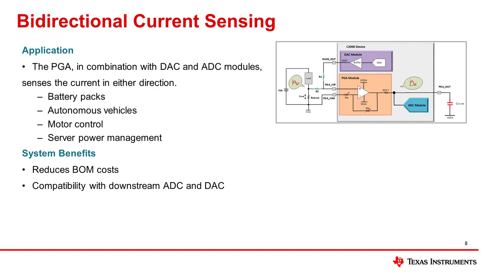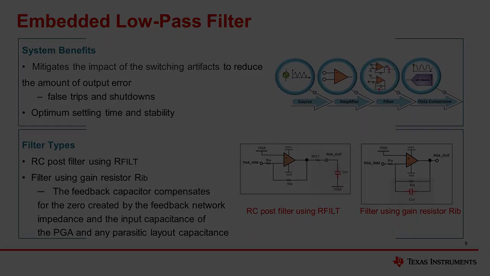As shown here, the PGA module, in combination with DAC and ADC modules, senses the current flow through a sense resistor in both directions. The C2000 device benefits from the integration of measurement circuitry, and provides a simplified design with a smaller number of components.